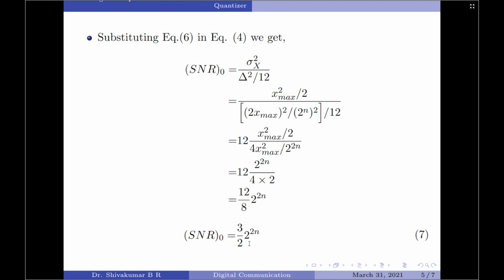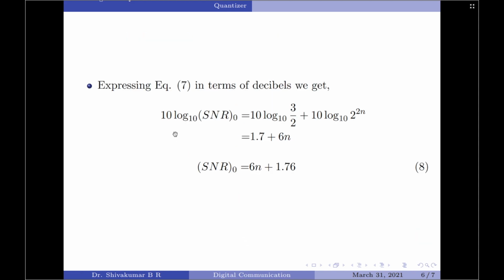However, we should note that we commonly express the signal to noise ratio in terms of decibels. So let us now apply 10 log 10 on both the LHS as well as the RHS of equation 7, which is given here. So 10 log 10 of SNR output equals 10 log 10 of 3 by 2 plus 10 log 10 of 2 to the power of 2n. Now 10 log 10 of 3 by 2 is equal to 1.7, plus we have the 2n term here. When I take it here, it will be 20n. Then we have log 2 to the base 10, which is 0.3. So this simplifies to 6n.